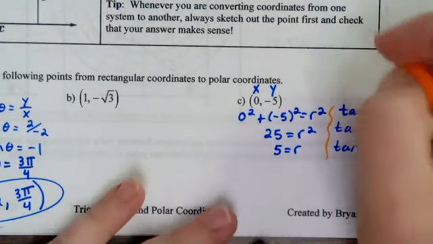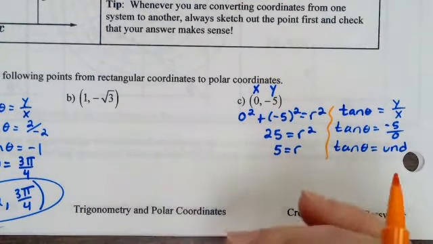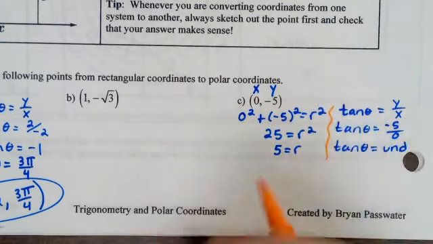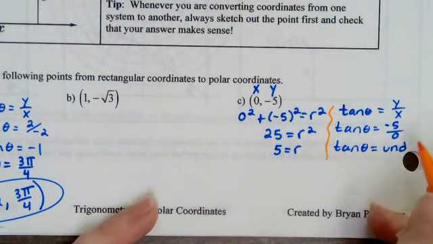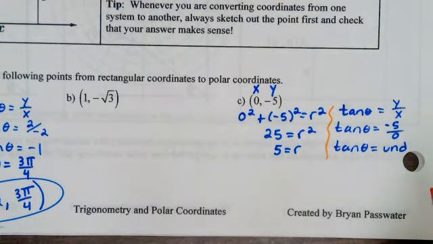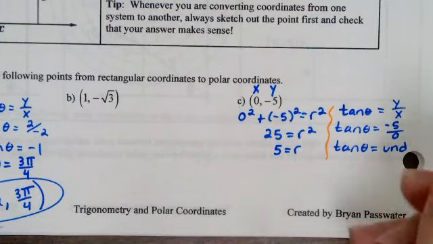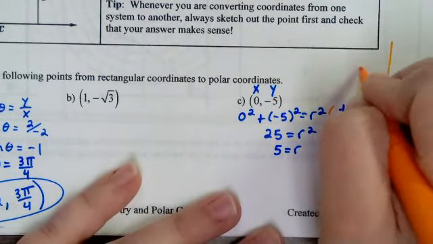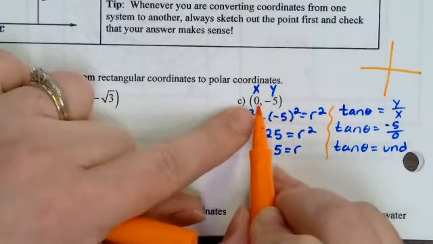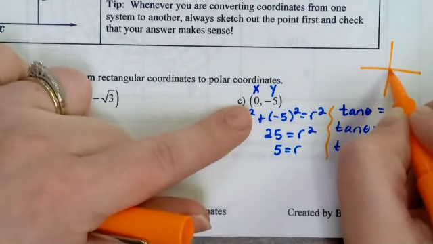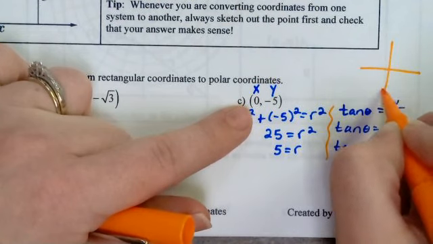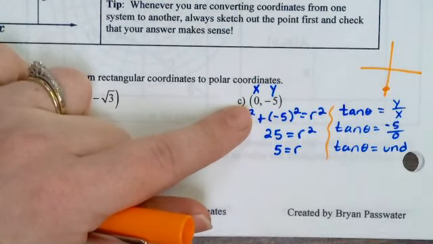So you think about tangent. Tangent is sine over cosine, or y over x, right? If tangent is y over x, I need to know where x is 0 on your unit circle. And there are 2 places. So here's another way to help you figure it out. Look at this coordinate, 0, negative 5. On your xy system, 0, negative 5 is going to be down here somewhere.